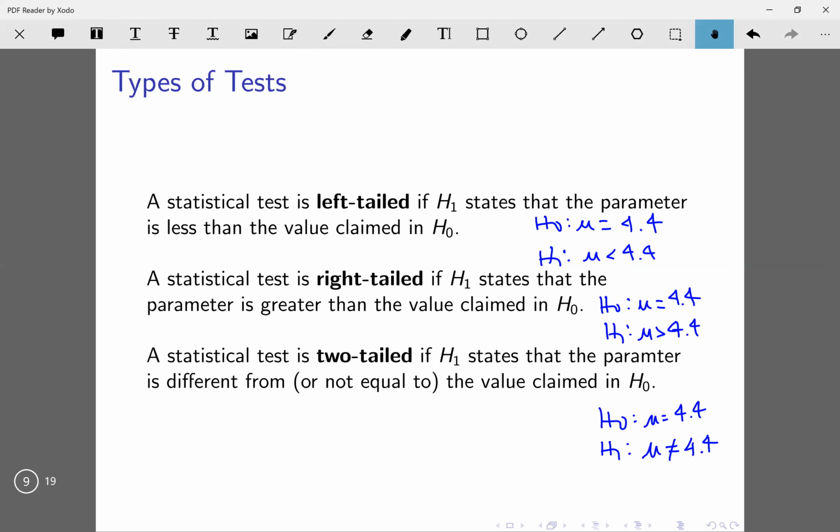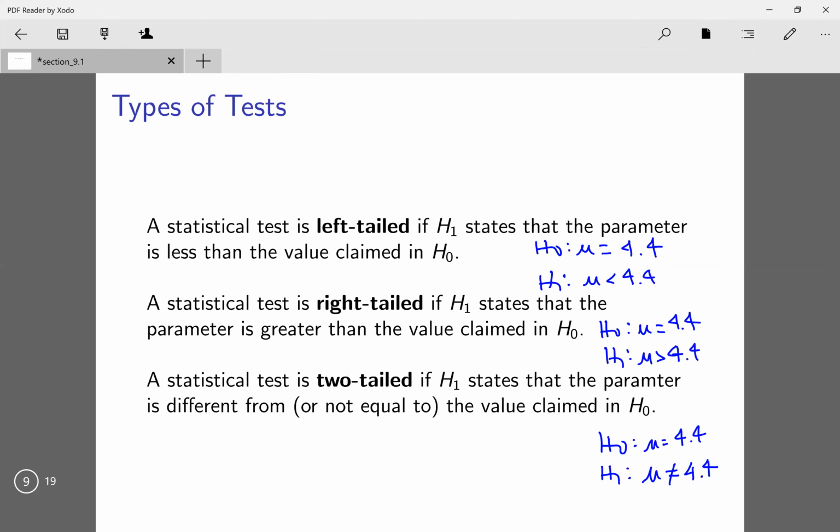So those are what the tests look like: left tail, right tail, two tail. These tests get their names because of the type of probability calculation that you're going to be doing in the not so distant future. But let's go there and find out what that might look like.